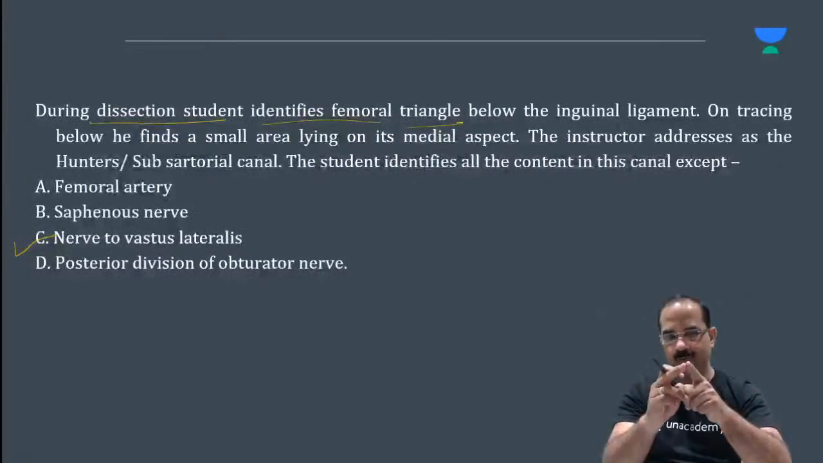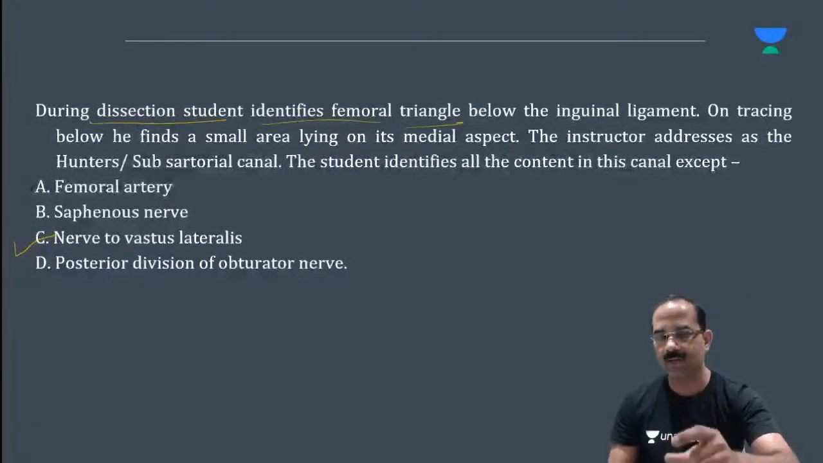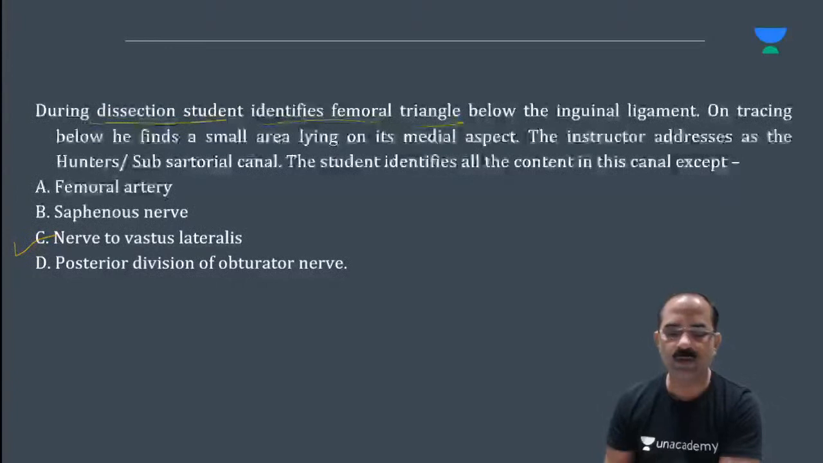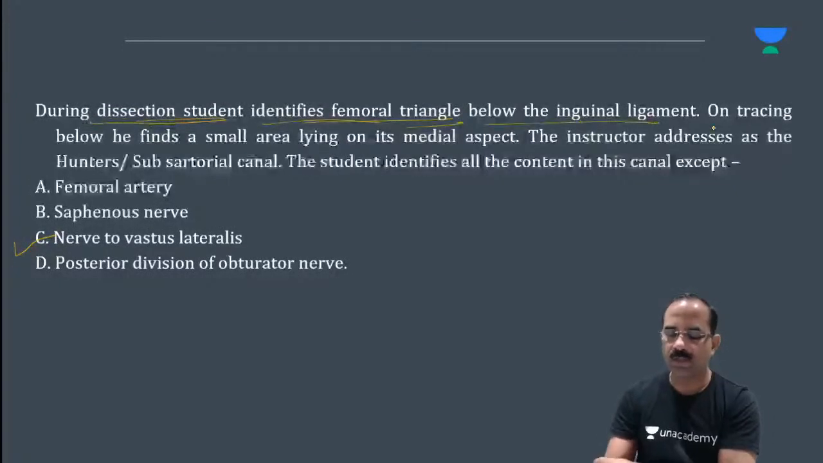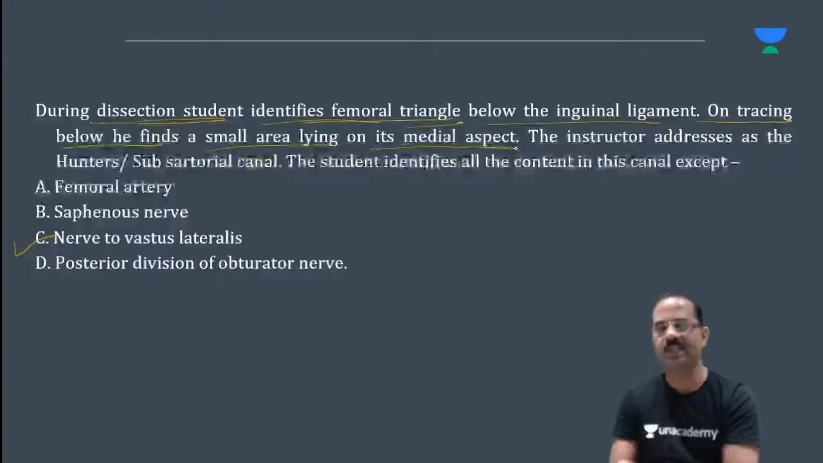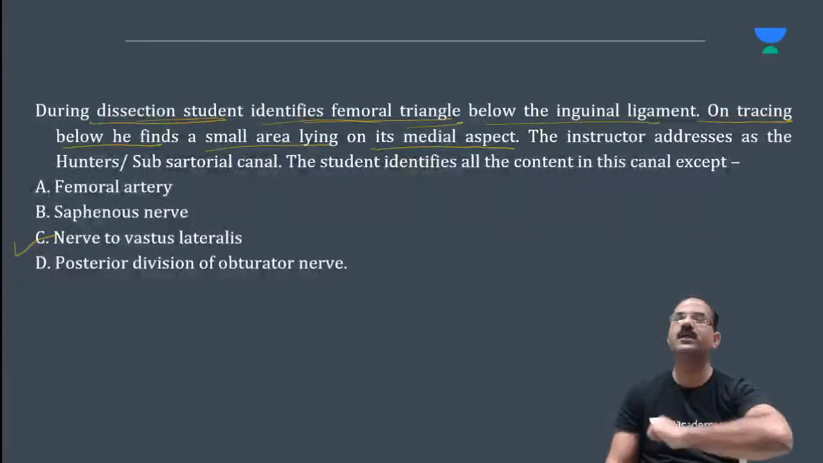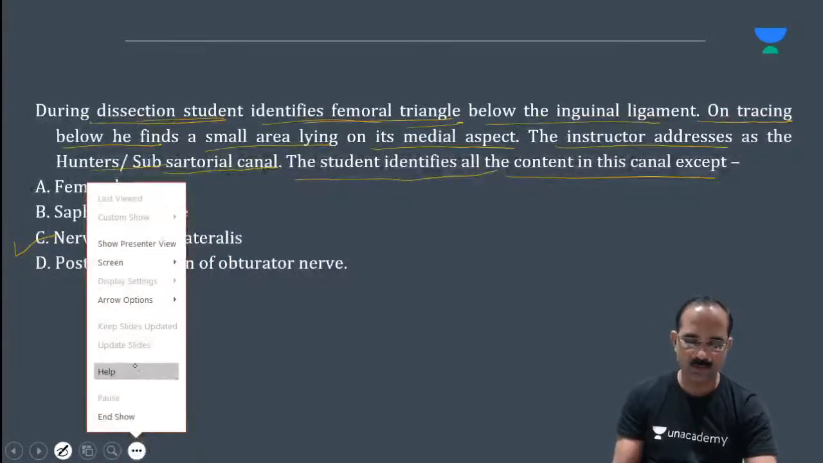At the apex of the femoral triangle, where these two muscles meet, begins the adductor canal or the subsartorial canal, also known as Hunter's canal. So during dissection, the student identifies the femoral triangle below the inguinal ligament. On tracing below, he finds a small area lying on its medial aspect. The instructor addresses this as Hunter's or the subsartorial canal. The student identifies all the contents in this canal except, very good, the nerve to vastus lateralis.